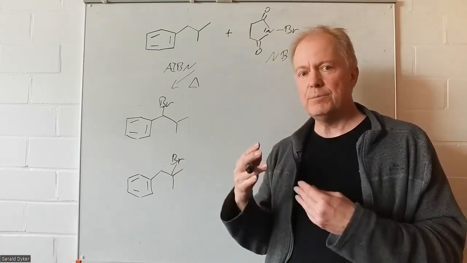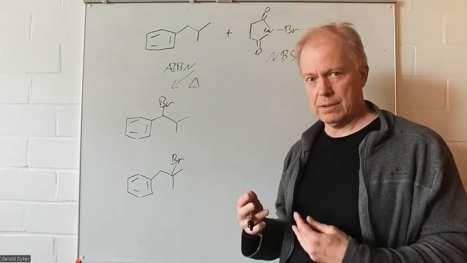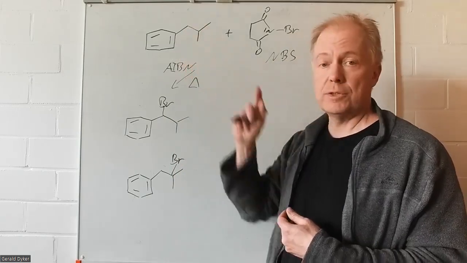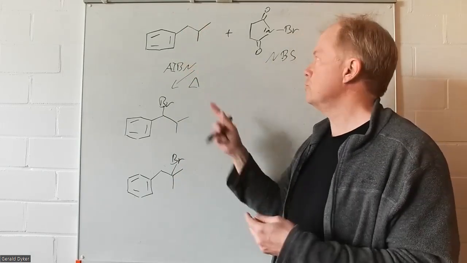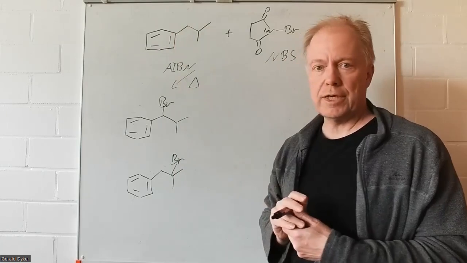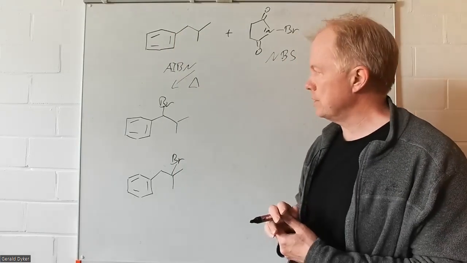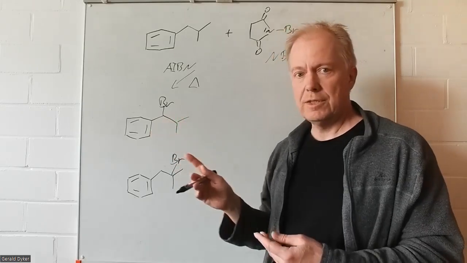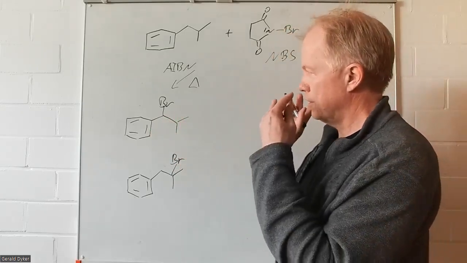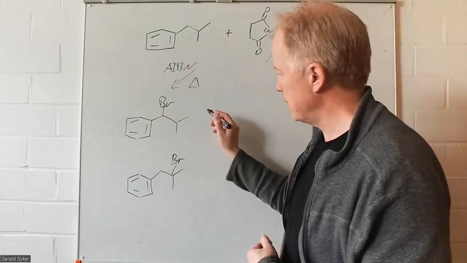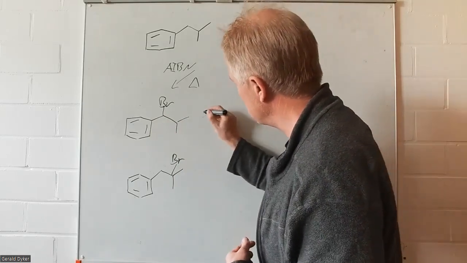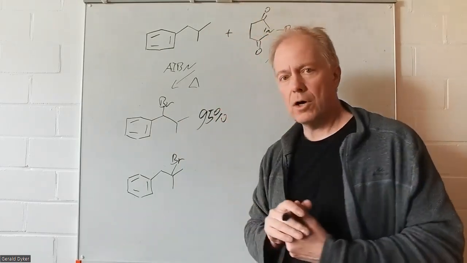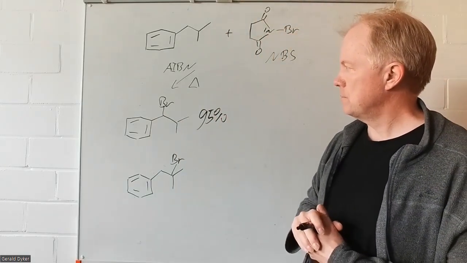Since the intermediary radical is much more stabilized in benzylic position due to the conjugation with the benzene ring, this will actually be the main product, and it has been isolated with an excellent yield of 95%.